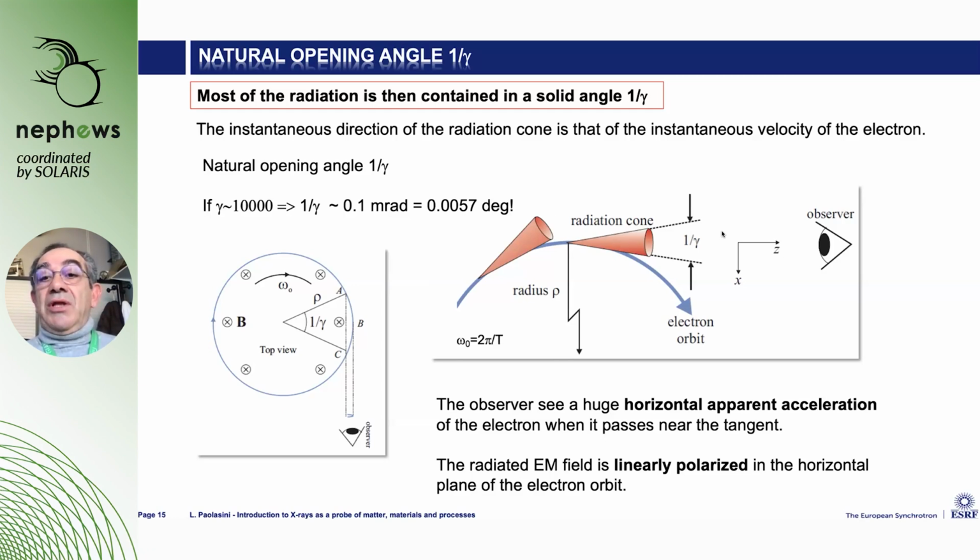This radiation emitted is linearly polarized in the plane of the electron orbit. If we go out below this plane, the observer sees a polarization which is no longer linear, but elliptical. Just to give some numbers, if gamma, the energy of the electron, is close to 10,000, 1 over gamma is equal to 0.1 milliradian, so 0.0057 degree. So for one electron at least, the emission cone is really very narrow.